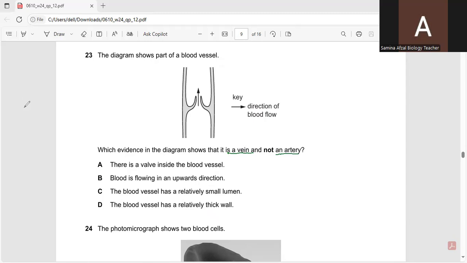An artery is highly muscular and doesn't have valves inside, but here you can see a valve is present in the vein. As you know, the lumen is greater in a vein as compared to an artery. The diameter is larger in a vein as compared to an artery, due to which backward flow can be possible, because the function of the valve is to stop the backward flow of blood.